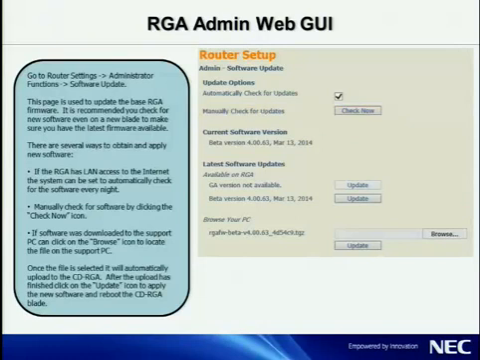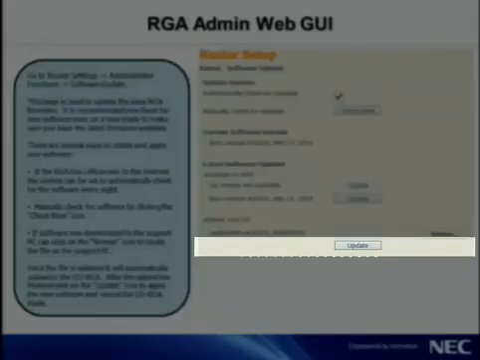If the software is downloaded to the support PC, you can click on the Browse icon to locate the file on the support PC. Once the file is selected, it will automatically upload to the RGA. After the upload is finished, click on the Update button to apply the new software and reboot the RGA blade.